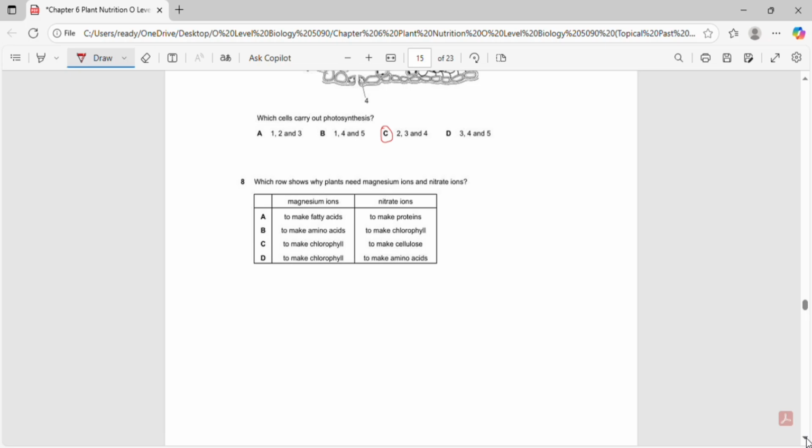This question is about minerals that plants need. It asks, which of the following rows correctly explains why plants need magnesium and nitrate ions? We know that magnesium ions are needed to make chlorophyll, and nitrate ions are needed to make amino acids. So the correct answer here is option D.